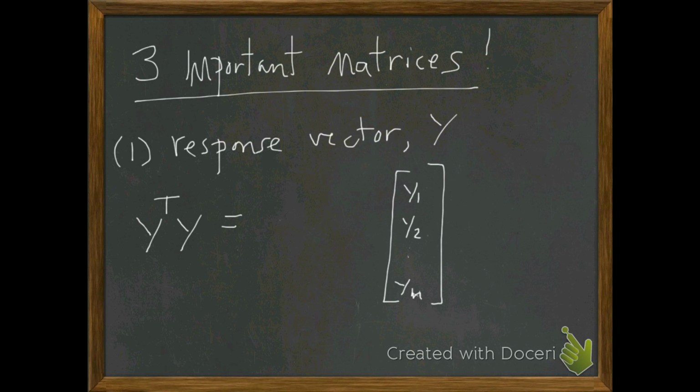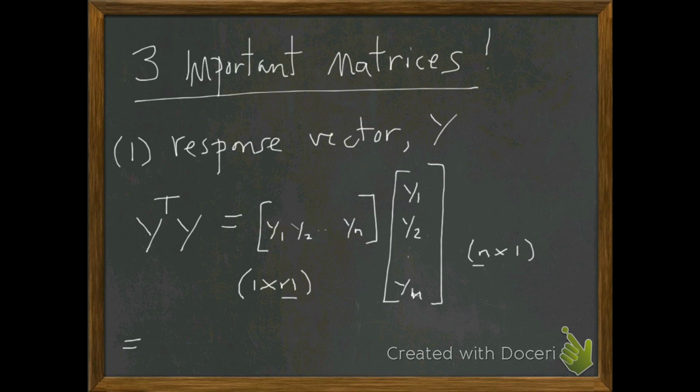Look like this. So the transpose has to look like that. So we have here a 1 by n, and here we have an n by 1. So the product matrix here is going to be a 1 by 1. And what's it going to look like?